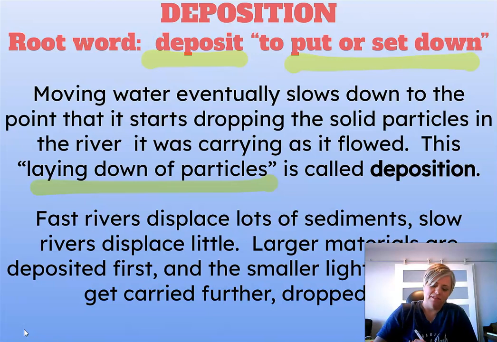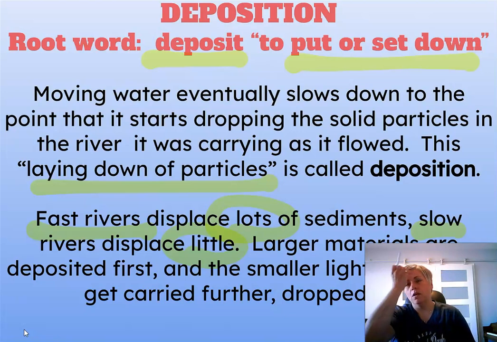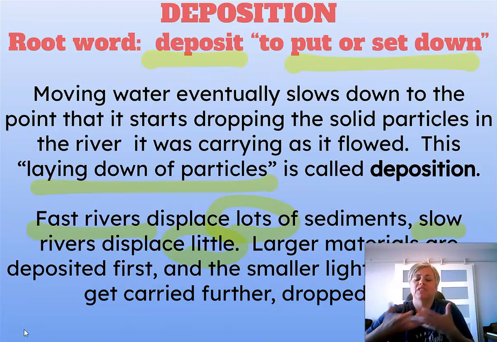Fast rivers displace lots of sediments. They have more force, right? Slow rivers displace little. Larger materials usually get deposited first because they're heavy, and the lighter, smaller materials get carried further and dropped last. So think about that river model. Where is deposition happening the most? Where is erosion happening the most?